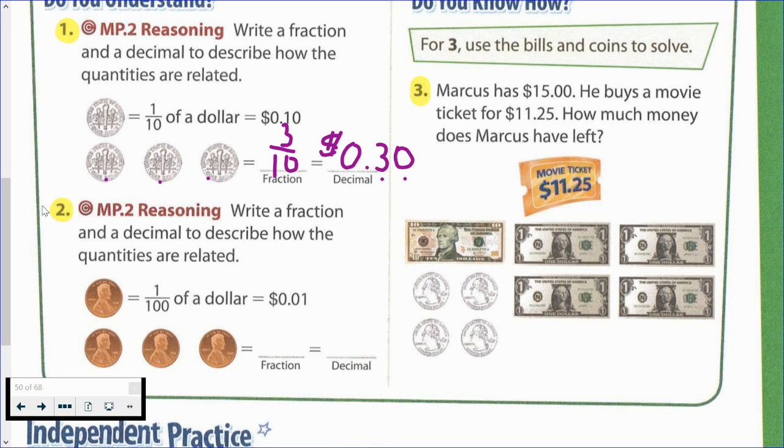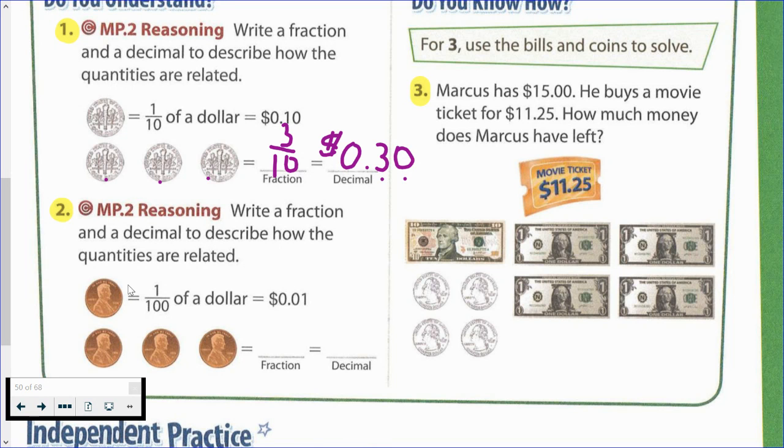So let's come down now and look at number 2. Here, write a fraction and a decimal to describe how the quantities are related. We have a penny. It takes 100 pennies to build a dollar. That's why the denominator says 100. 1 penny is 1 out of the 100 that it takes to make up a whole dollar.